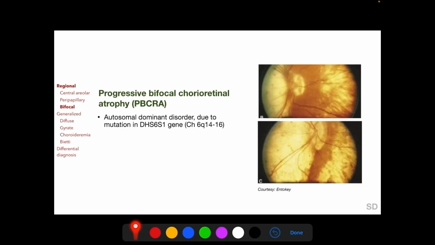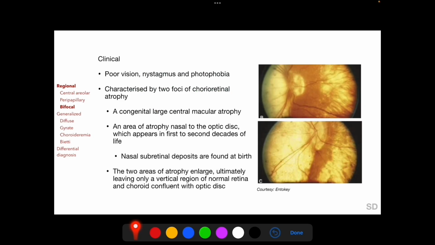The third regional choroidal dystrophy is progressive bifocal chorioretinal atrophy, which is an autosomal dominant disorder. Patients with PBCRA present with poor vision, nystagmus and photophobia as the macula is involved since birth. PBCRA is characterized by two foci of chorioretinal atrophy, with one being a congenital large central macular atrophy as seen here in this clinical photograph, and the second being an area of atrophy nasal to the optic disc as seen here in this clinical photograph, which appears in the first to second decades of life.